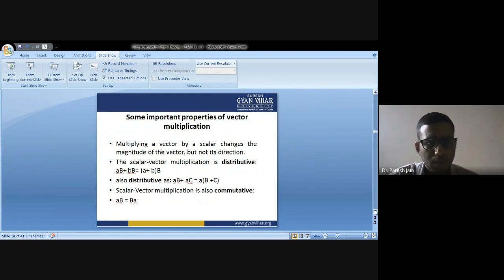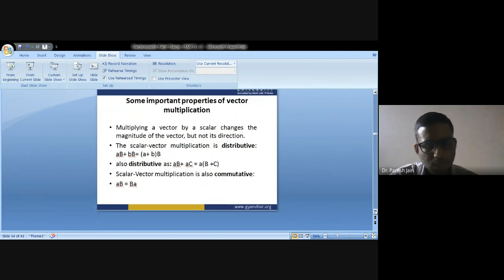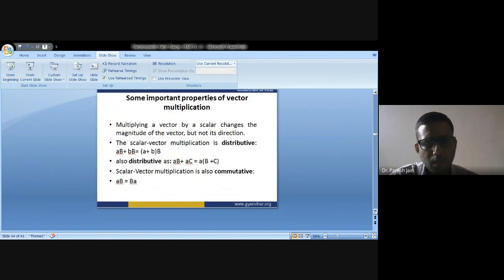The second property of scalar vector multiplication is that it is also commutative. That is, commutative means ab is equal to ba. This is our commutative property. So multiplication has two properties, the distributive property and the commutative property.